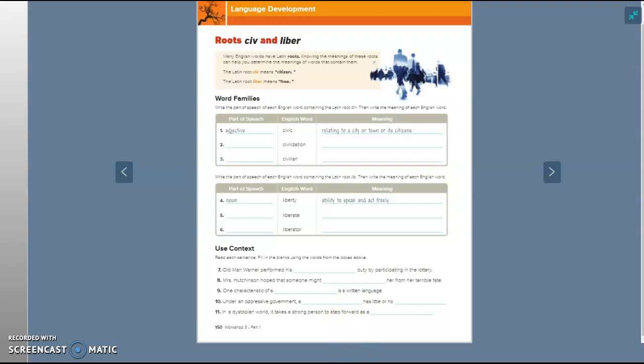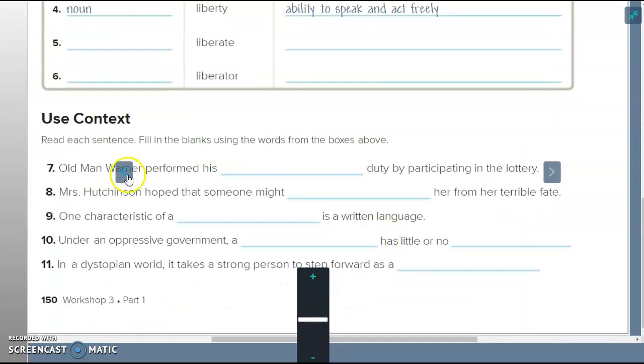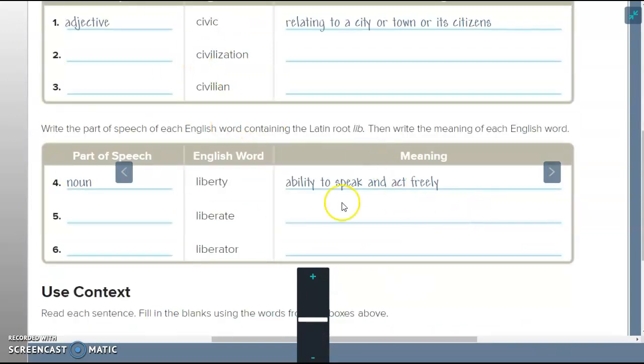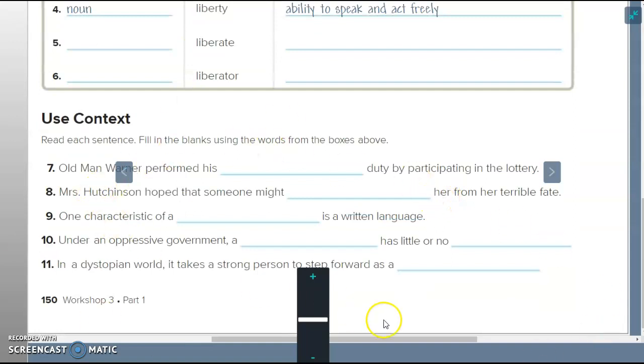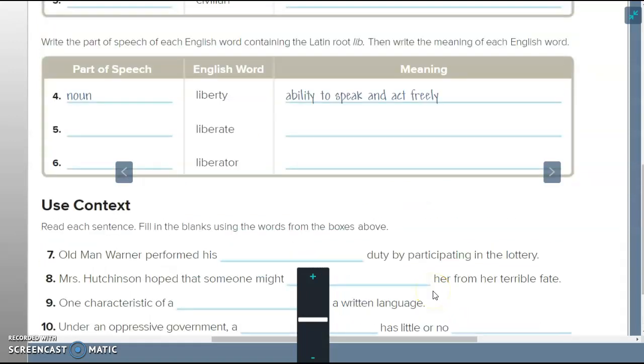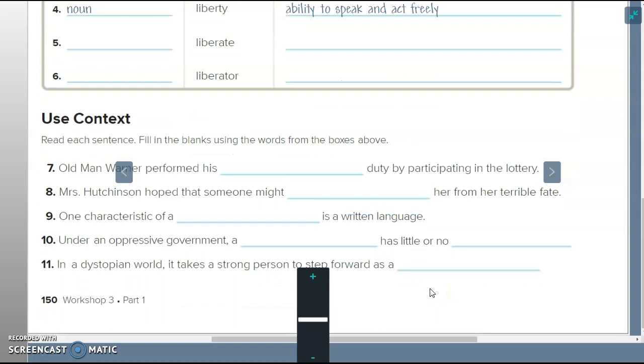Now what I would like you to do, you should have the top part, 1 through 6, done. Now you are going to use those 6 words to fill in the blanks for 7 through 11. Old Man Warner performed his blank duty by participating in the lottery. Mrs. Hutchinson hoped that someone might blank her from her terrible fate. One characteristic of a blank is a written language. Under an oppressive government, a blank has little or no blank. In a dystopian world, it takes a strong person to step forward as a blank.